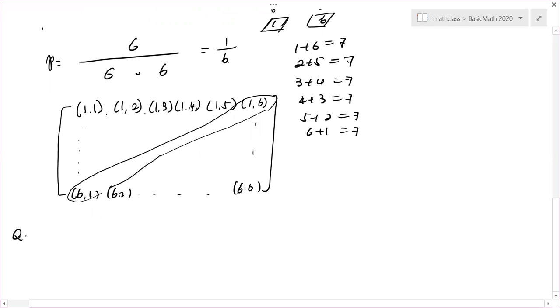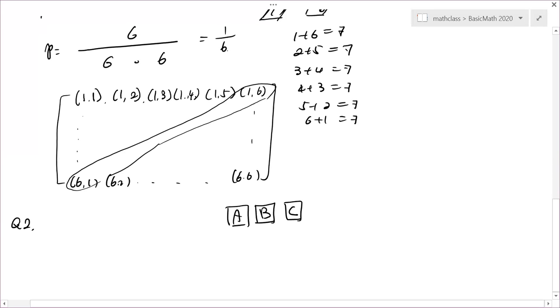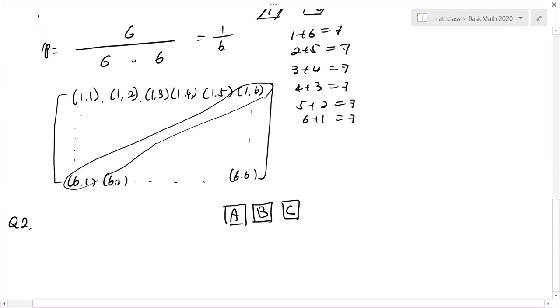Our next problem is as follows. You have 3 slips of paper labeled A, B, and C, and they are drawn from a box, one at a time, without replacement. What is the probability of drawing A last?